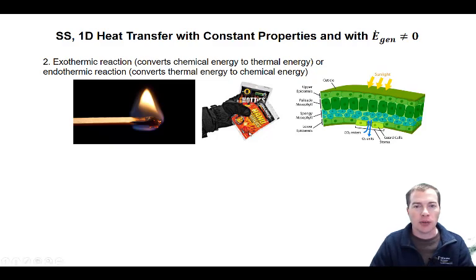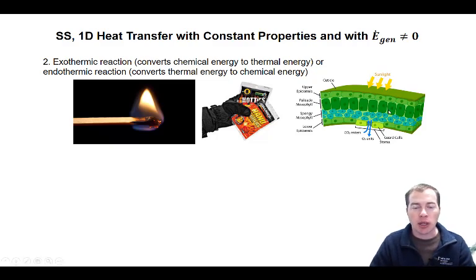Another example of an exothermic chemical reaction are packets that can be broken to warm your hands. Here, a chemical reaction occurs within the plastic that generates thermal energy that causes this packet to warm up. It can be held in one's hands to keep them warm on a cold day.